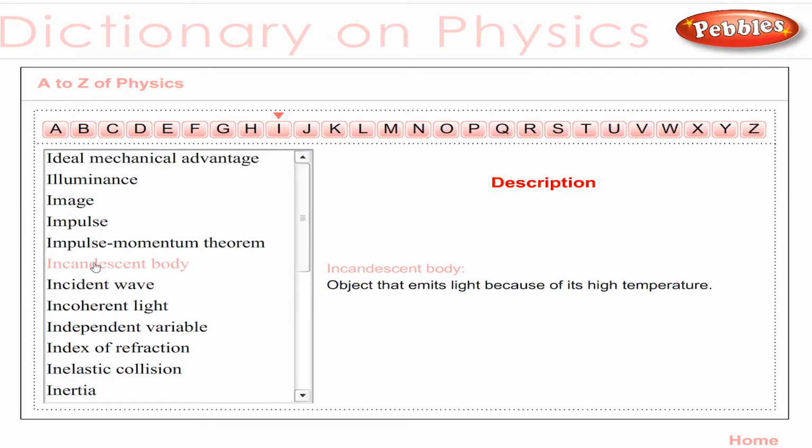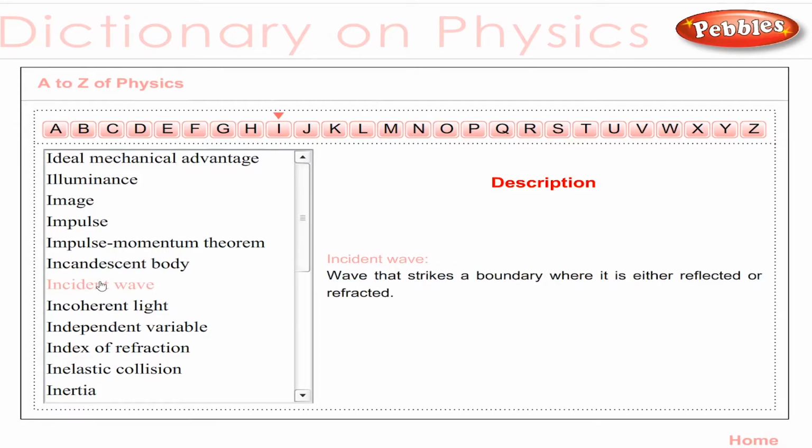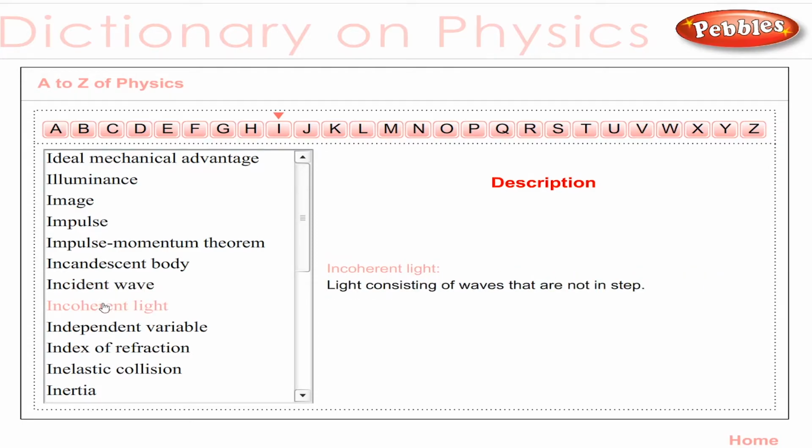Incandescent body. Object that emits light because of its high temperature. Incident wave. Wave that strikes a boundary where it is either reflected or refracted. Incoherent light. Light consisting of waves that are not in step. Independent variable. Variable that is manipulated or changed in an experiment.